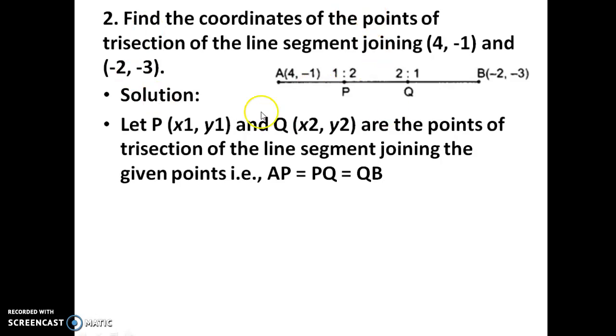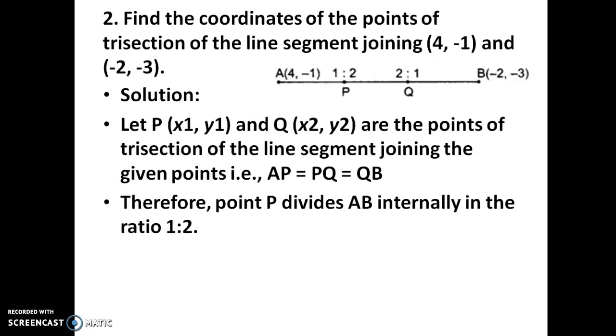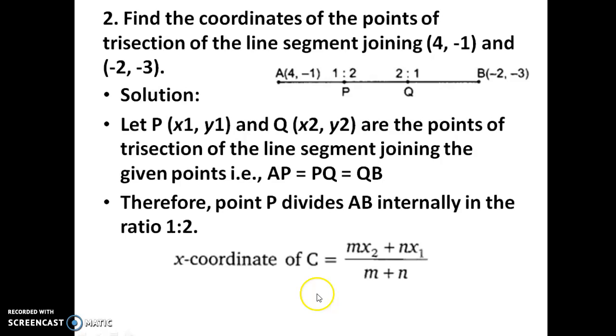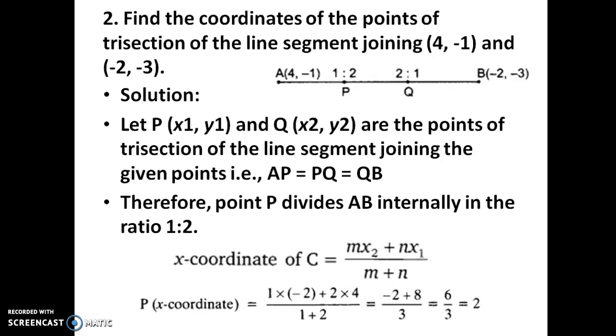So P and Q are the points of trisection of the line segment joining the given points. So AP is equal to PQ is equal to QB. Therefore P divides AB internally in the ratio of 1:2. So the coordinates of P, it's a typing mistake. Then you have to put the formula and substitute in the formula. So m and n are the ratio, correct? At P the ratio is 1:2. So m is 1, n is 2.